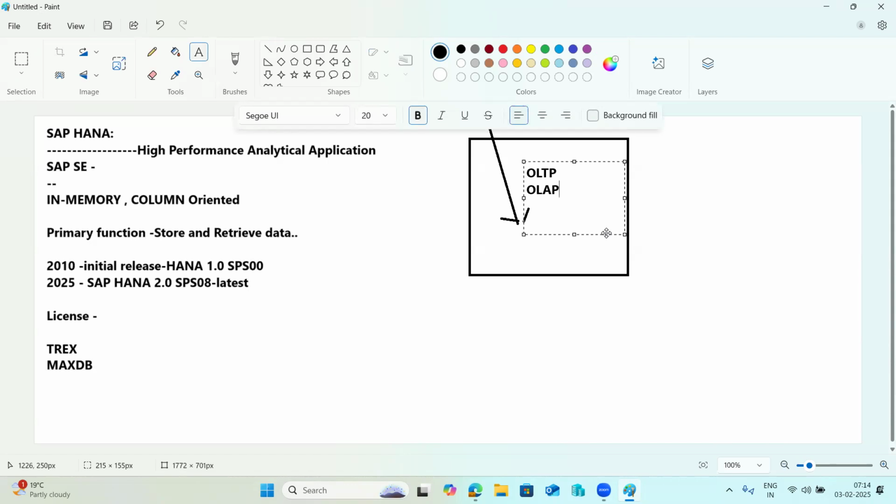TP means transactional processing and AP means analytical processing. These two operations are in a single system. Thus, in general, SAP HANA is a transactional and analytical processing system, also known as a hybrid transactional analytical processing system. Storing the data in main memory rather than disk provides faster access.